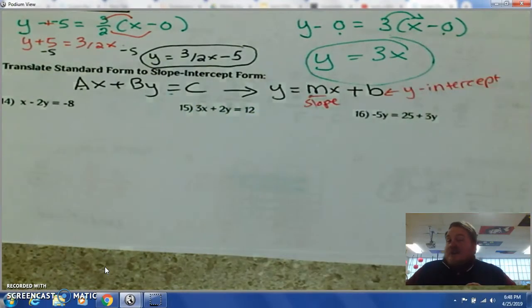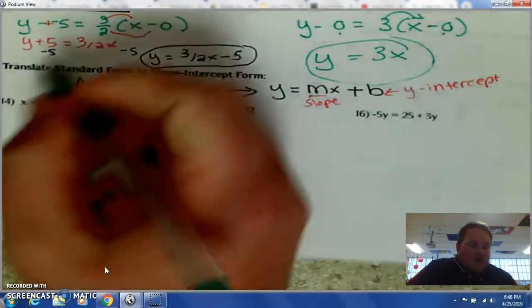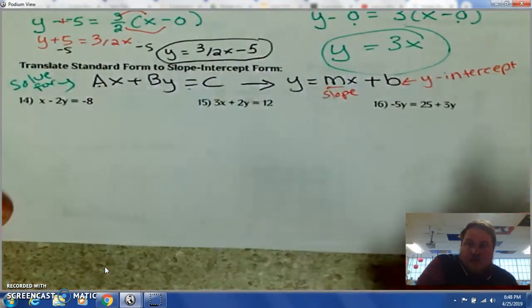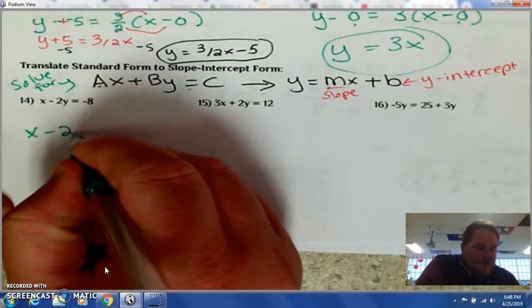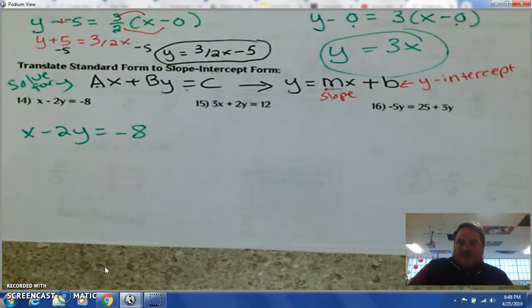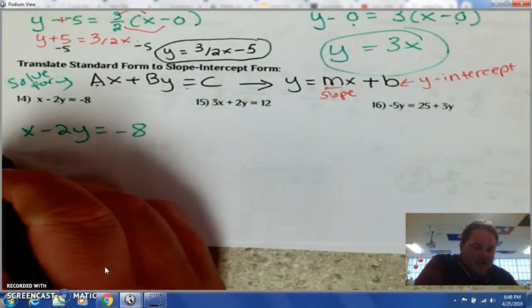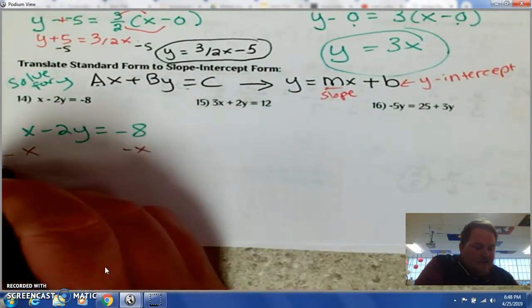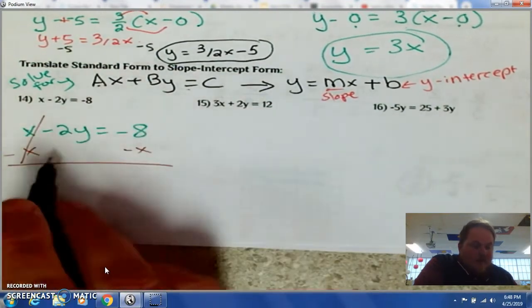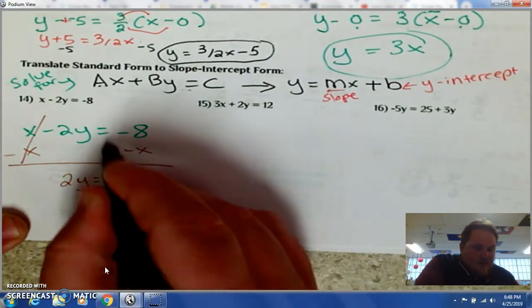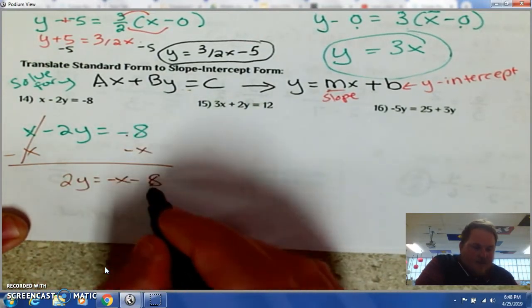And m is your slope. It's basically solving an equation. You're solving for y. Let's go ahead and do that. X minus 2y equals -8. I'm going to get rid of that x. It's a positive, so I have to do the opposite, minus x on both sides. And I'm left with -2y equals -x minus 8. I put the -x in front, keep the sign of the 8, put it in the back.